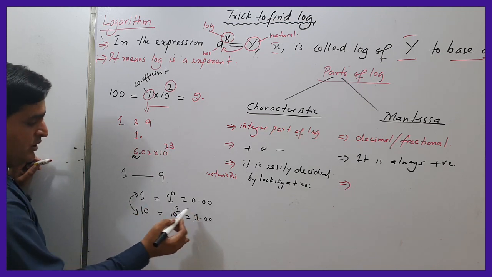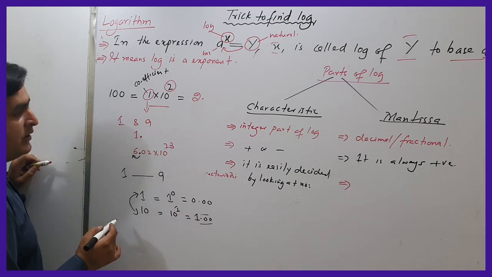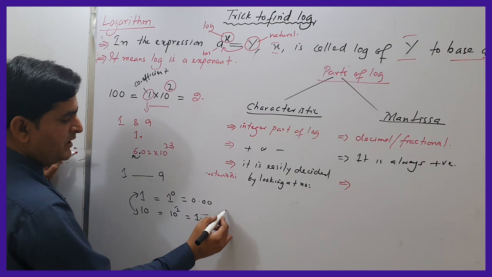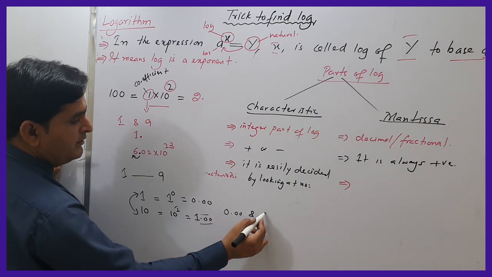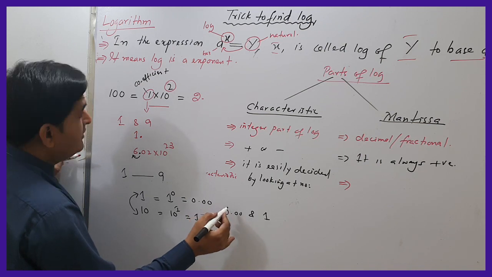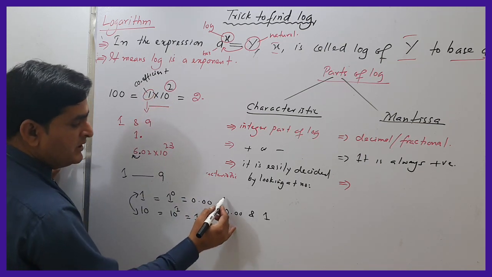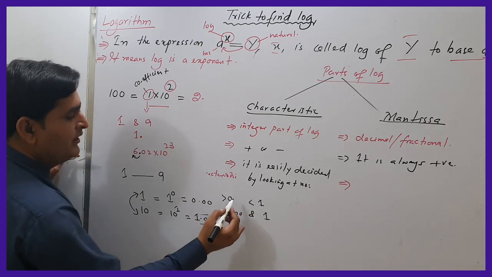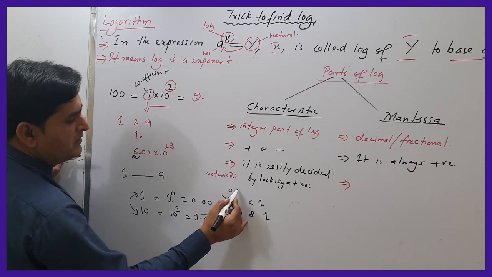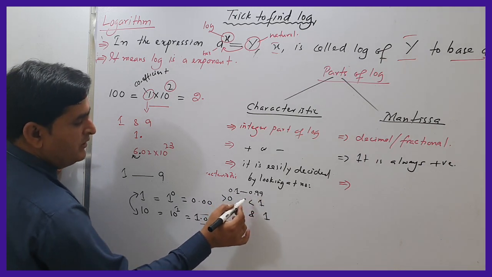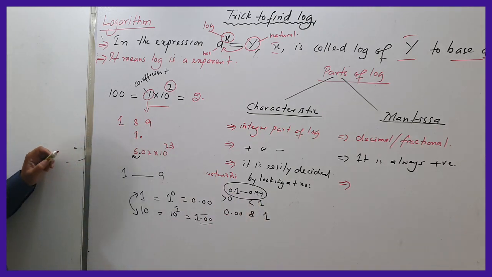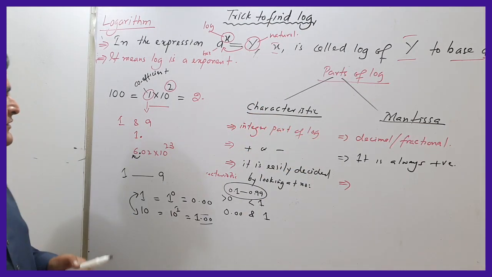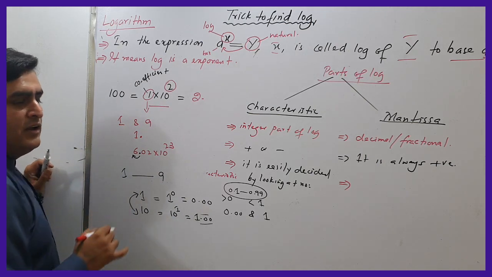So the logarithm of 1 is 0, the logarithm of 10 is 1. So the value of the logarithm of the coefficient will always be between 0.00 and 1, greater than 0 but less than 1, for example 0.01 to 0.99. So it is always a fractional number, and this fractional part is called the mantissa. The mantissa is the logarithm of the coefficient.